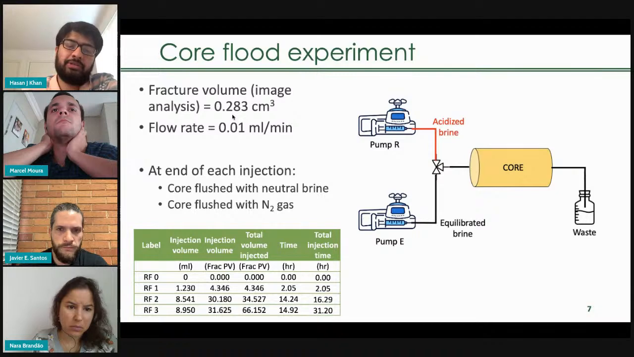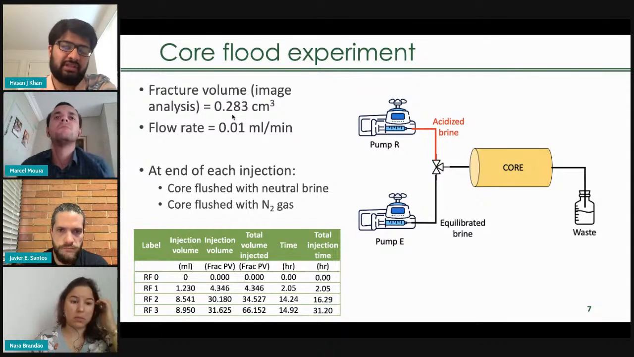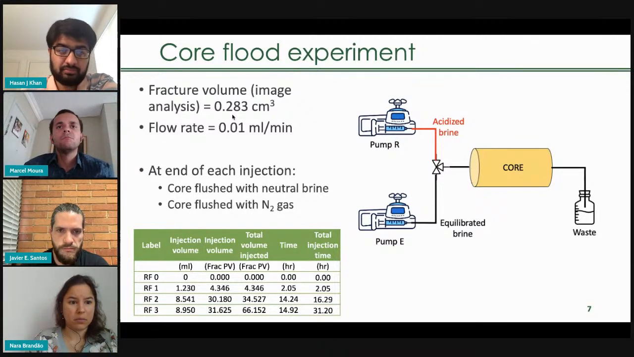For our experiment, we selected a flow rate of 0.01 milliliters per minute, and this was selected such that we have a high Peclet number and a laminar flow, something that is common in the hydraulic fracturing operation on the pore scale. The schematic of the experiment is shown on the right-hand side.